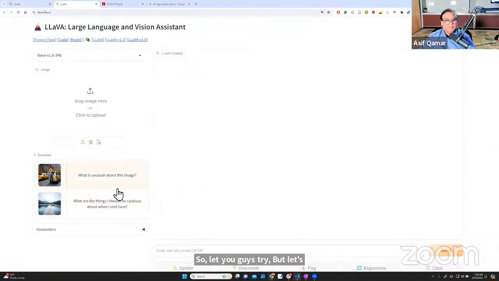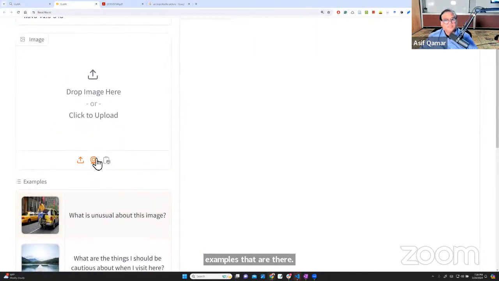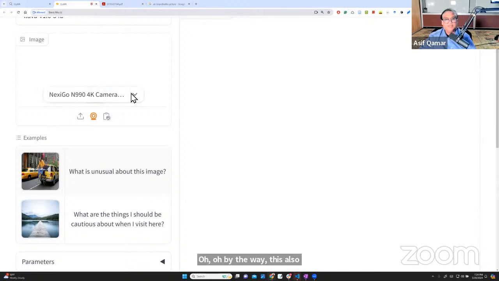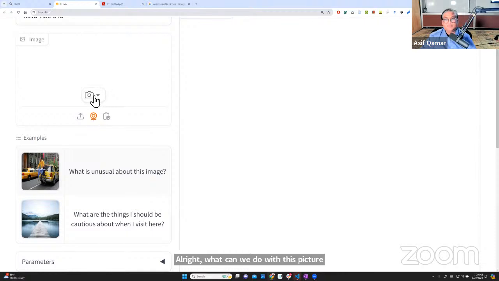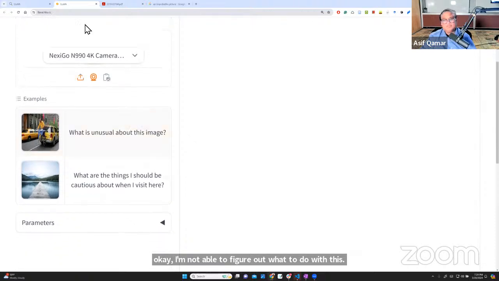But let's just play with the examples that are there, that are referred to in the paper. Oh, by the way, this also allows you to use your camera. All right, what can we do with this picture? I don't know whether it took the picture or not. I'm not able to figure out how to take it, but I suppose there's some way to take a picture from your camera and upload it here.